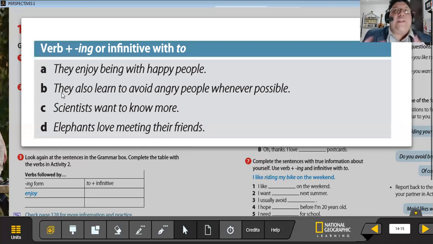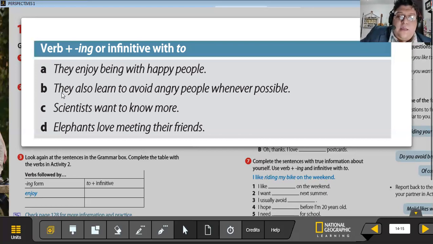So again, replace avoid with something else. They also learn to speak. They also learn to play. They also learn to eat. I don't know who learns to eat anything, but still. They also learn to sing. They also learn to dance. They also learn to fight. And no, I'm not going to use the same joke again. But we're using to. And this is where I'm worried about you, all of you, because some of you tend to forget to use to.